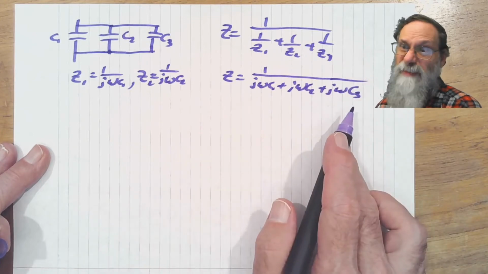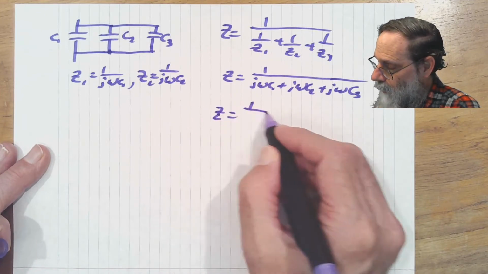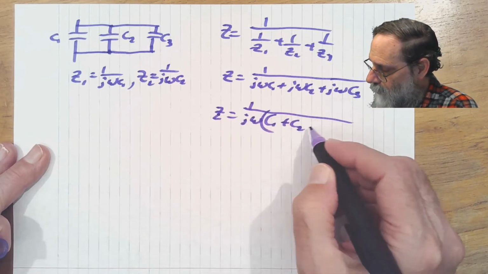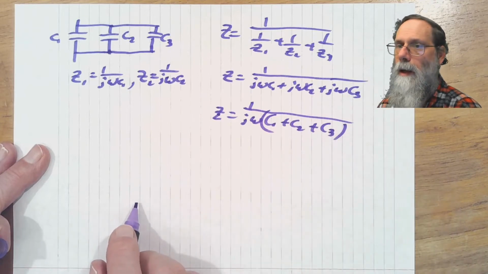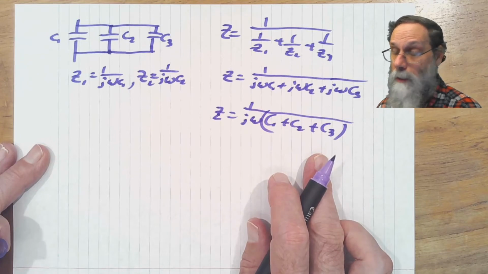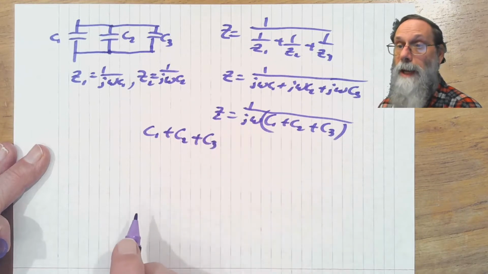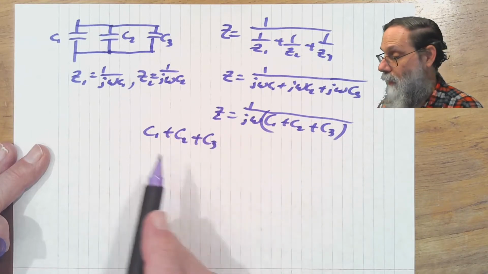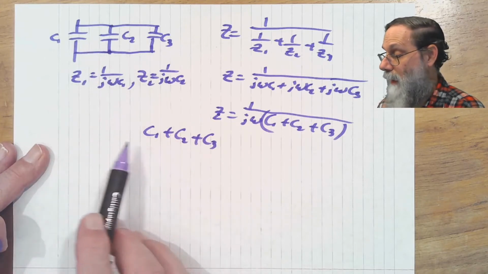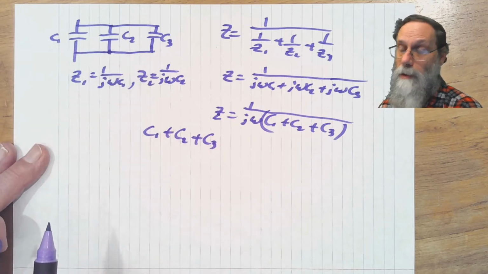But this thing on the bottom, that can be factored. And we can write this as Z equals 1 over j omega times (C1 plus C2 plus C3). And that's the formula for the impedance of a capacitor that has C1 plus C2 plus C3 as its capacitance. So these three capacitors in parallel behave exactly like a single capacitor that has the capacitance, the sum of these individual capacitors.